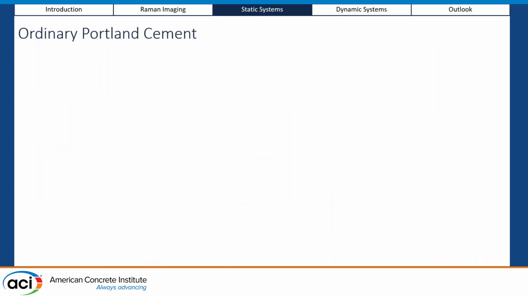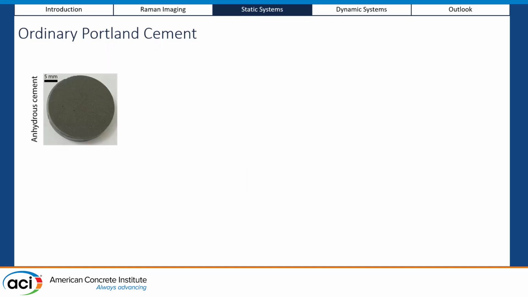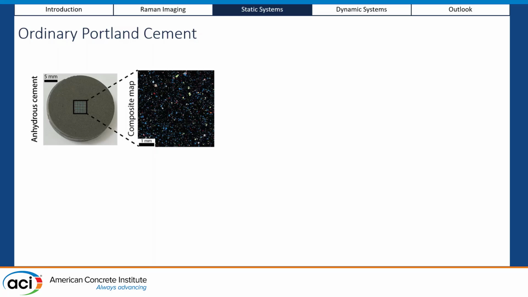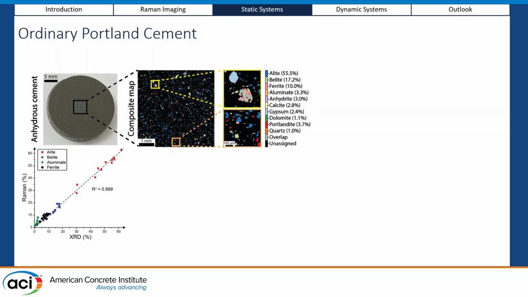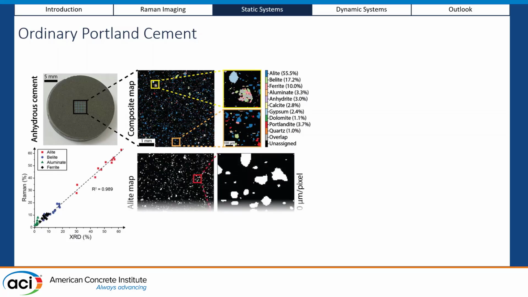Next is ordinary Portland cement. This is the main spice in concrete. So this also is, as you all know, very complex. What we do here is put this cement in an epoxy disc. We create this very high resolution composite map, and within this map we can start to quantify all the different phases that can possibly exist. We compare our results with XRD, and we get a pretty decent correlation.